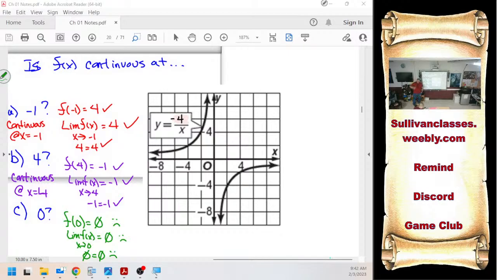Right above that, you have to tell me what kind. Which type of discontinuity was this? At 0. Infinite, right? Because it hit an asymptote and it went to infinity, plus or minus. So I would say there's infinite discontinuity at x is 0.